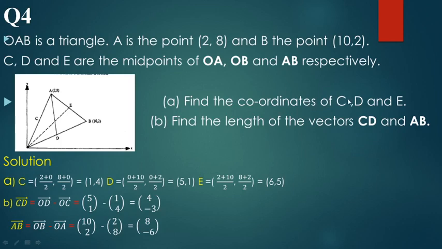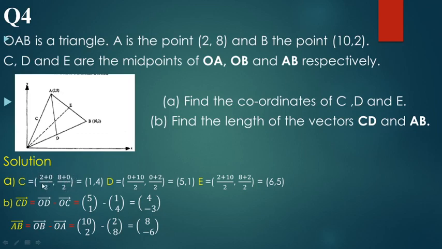Now, find the coordinates of C, D, and E. For midpoints, we have the formula: (x1 plus x2 over 2, y1 plus y2 over 2). So to find my C here, remember the origin O is (0, 0). So it will be 2 plus 0 over 2, and 8 plus 0 over 2.